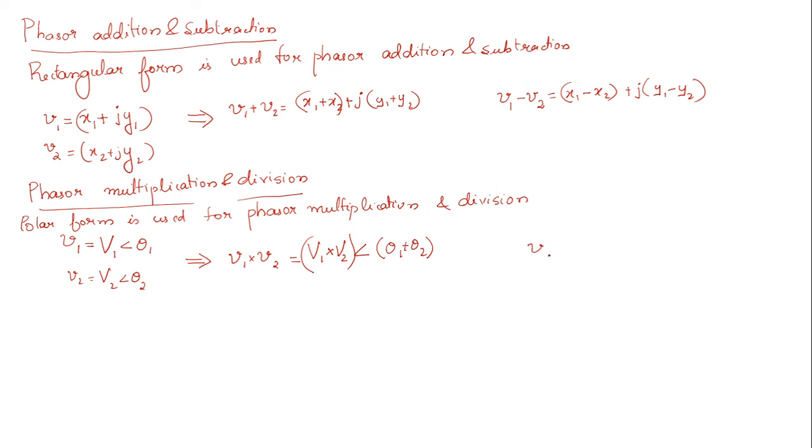And if you have to divide them, V1 divided by V2, then we divide the magnitudes and take angle theta 1 minus theta 2. So this is how we multiply and divide two phasors.